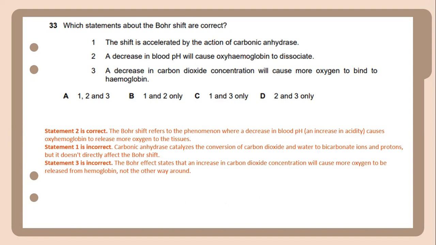Statement 1 is incorrect because carbonic anhydrase catalyzes the conversion of carbon dioxide and water to bicarbonate ions and protons, but it doesn't directly affect the Bohr shift. Statement 3 is considered incorrect because the Bohr effect states that an increase in carbon dioxide concentration will cause more oxygen to be released from hemoglobin, not the other way around.